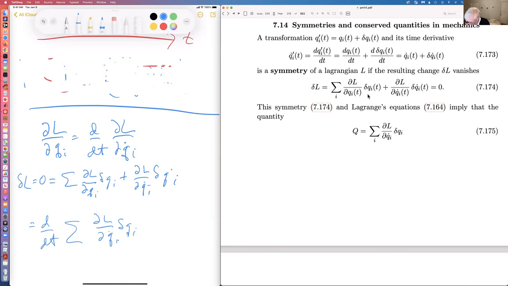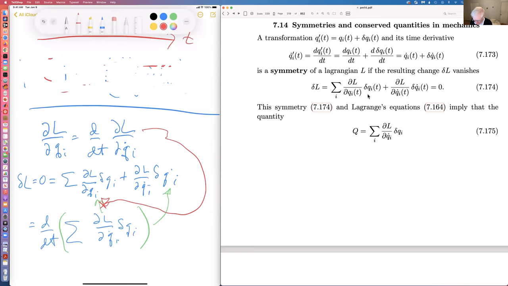Now, why is that? Well, let me switch colors a little bit. When you differentiate the second term, you obviously get this one. When you have d/dt on partial L partial Qi dot, you get this. And so differentiating this term gives you this, as long as you use also this.